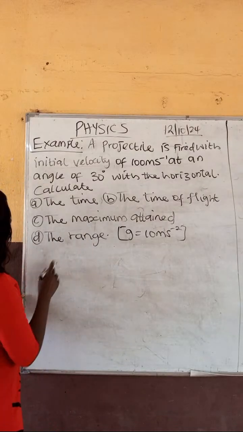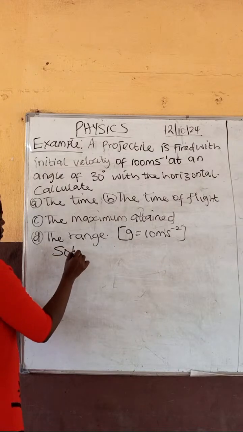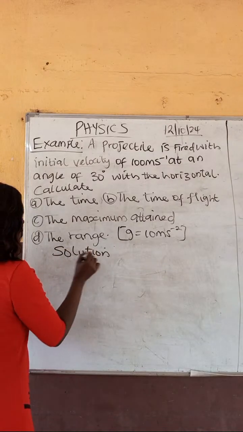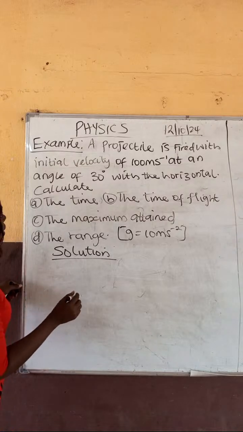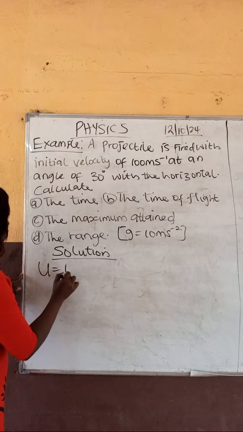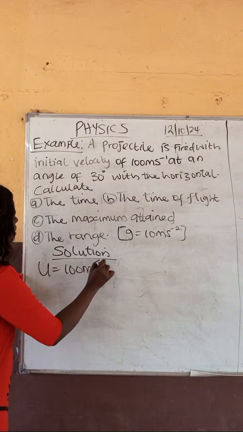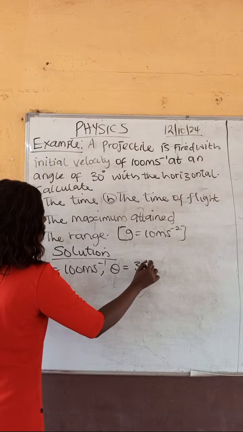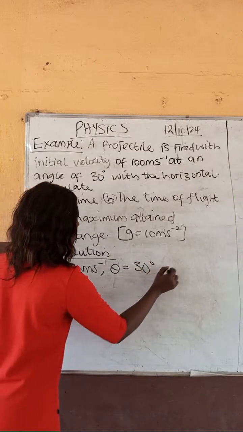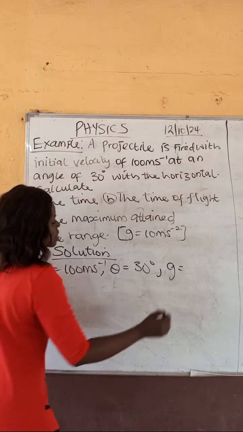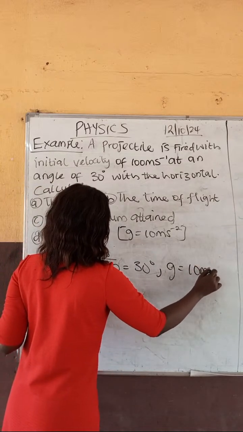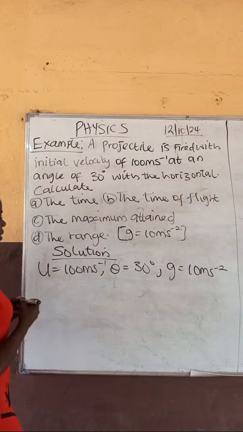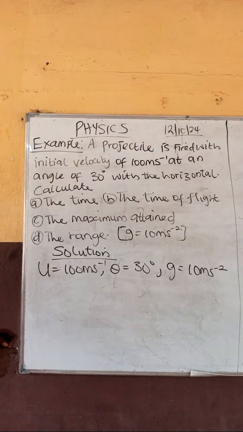We are going to state the parameters we have. Solution. Okay, I have initial velocity u to be 100 meters per second. Then I have the angle of projection theta to be 30. Then acceleration due to gravity g, which is a constant, is equal to 10 meters per second squared. Now, going by this, we are going to put in our parameters and see how our answer will come up.